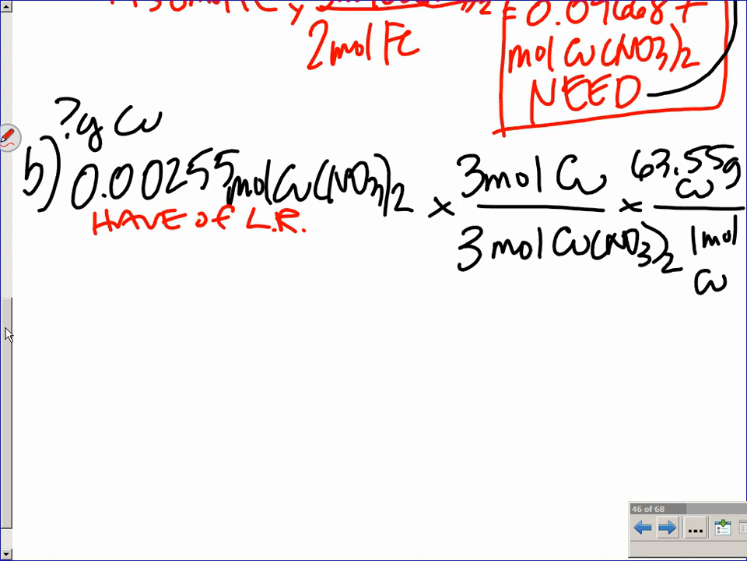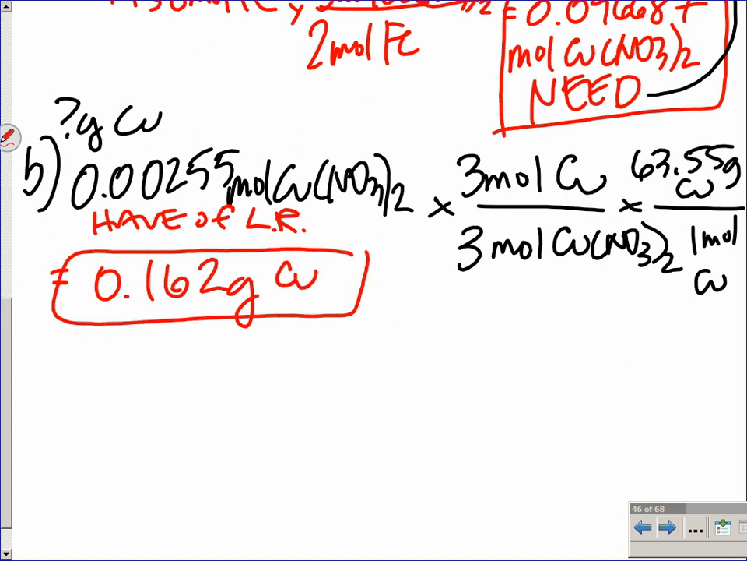So now calculate. What is it? .162 grams of copper solid. Okay, just a little bit of copper, just a tiny bit that we can harvest from that reaction. All right, give me a thumbs up when I can do the last part for you.